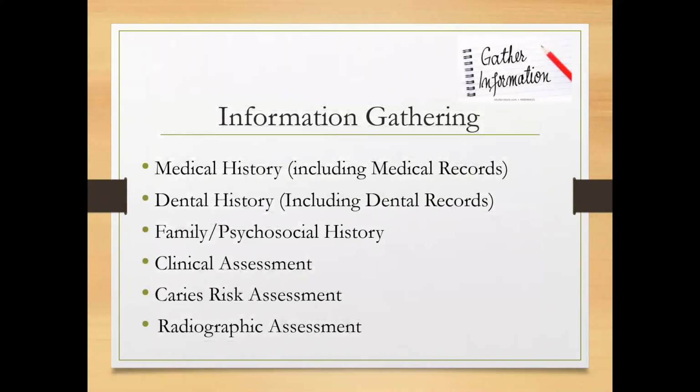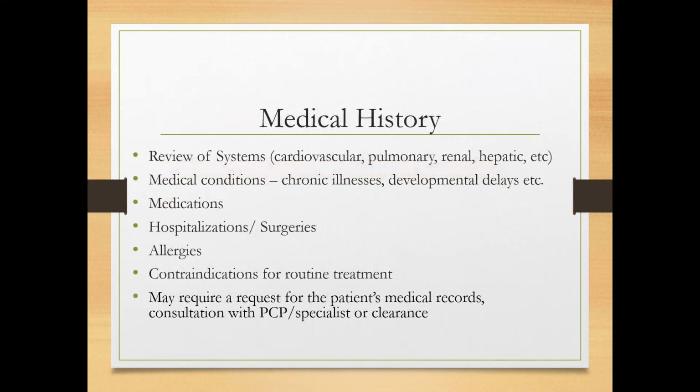So information gathering, of course, you're going to gather your medical history, including medical records when applicable. Medical history, you're going to have a review of systems, cardiovascular, pulmonary, renal, hepatic, etc., as well as medical conditions, medications, hospitalizations and surgeries, allergies, contraindications for routine treatment. And you may have to request the patient's medical records, do a consultation with their primary care physician or specialist, and you may also want to get clearance.